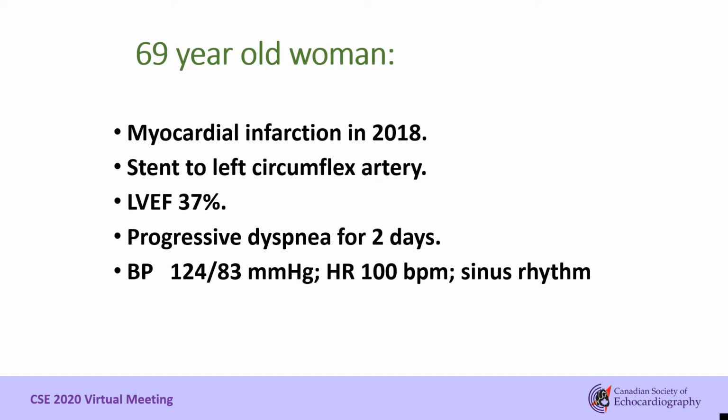Let's look at the case of this 69-year-old woman who had a myocardial infarction in 2018. She went on to have a stent to her left circumflex artery, but ended up with a left ventricular ejection fraction of 37%. She has become progressively short of breath for the last 2 days prior to presentation. Her blood pressure and heart rate are shown on this slide.